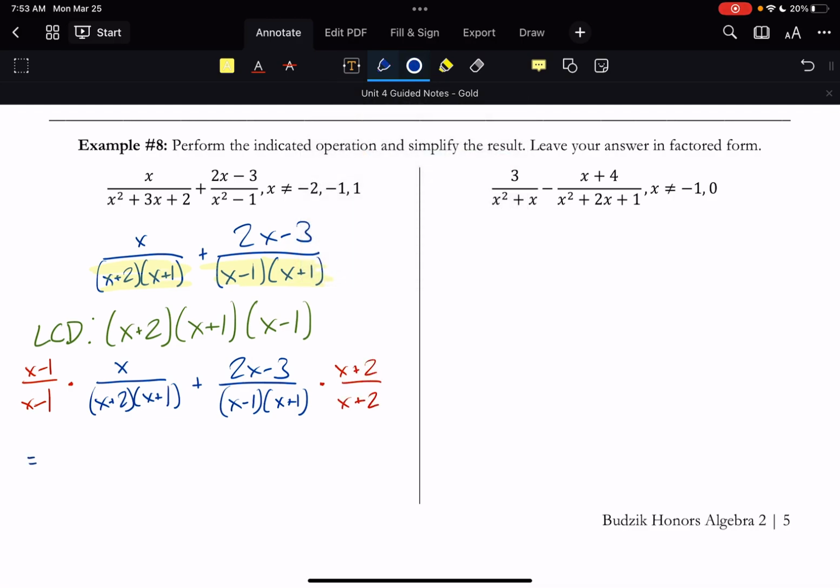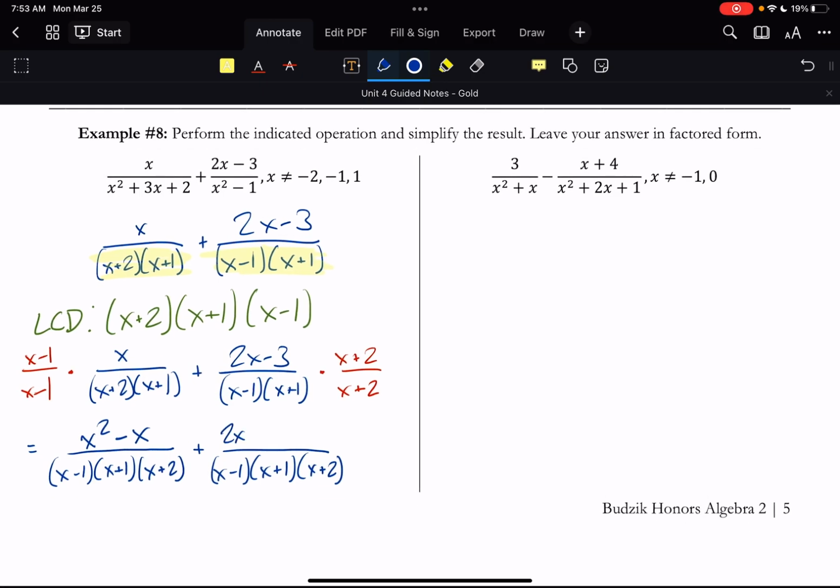So again, what this does is get me the LCD as my denominator: x minus 1 times x plus 1 times x plus 2. Again, order doesn't matter. And then when I multiply those numerators, x times x minus 1 gives me x squared minus x. And I have that LCD again: x minus 1 times x plus 1 times x plus 2. And then when I multiply my numerators, again, this is going to be foiling. So this gets me 2x squared plus 4x minus 3x gets me plus x. And then negative 3 times positive 2 is negative 6.